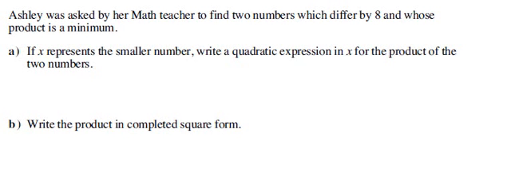Ashley was asked by her math teacher to find two numbers which differ by 8 and whose product is a minimum. So, just for example, if you have numbers like 2 and 10, those numbers differ by 8. They're 8 apart. And if you go 2 times 10, you get 20.